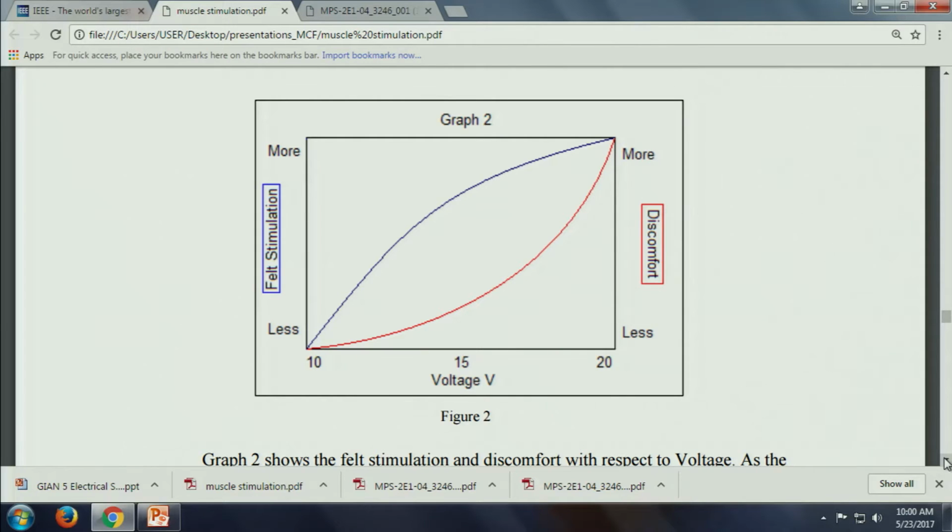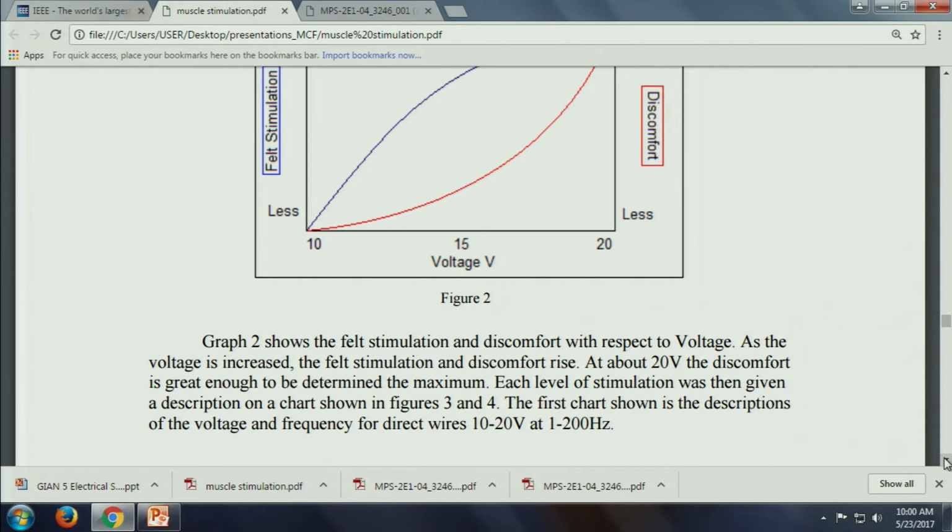As I told, I do it in second year, I do it in masters, PhD, all the levels, because I want them to feel it. So I teach applied electronics, so this is applied electronics. Whatever I teach, I will introduce my research things, because people can understand and appreciate. So the first one shows, using the direct wire, 10 to 20 volts at 1 to 200 hertz.